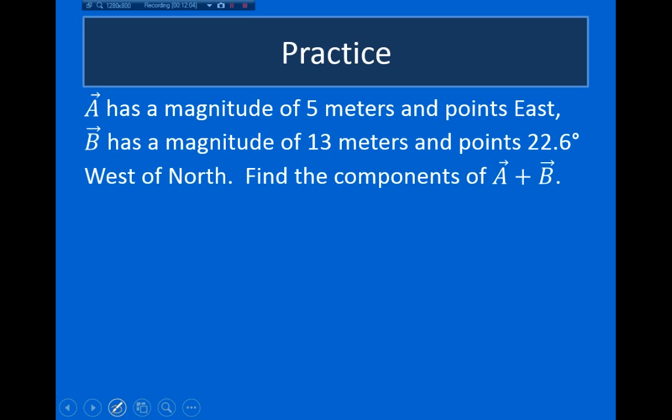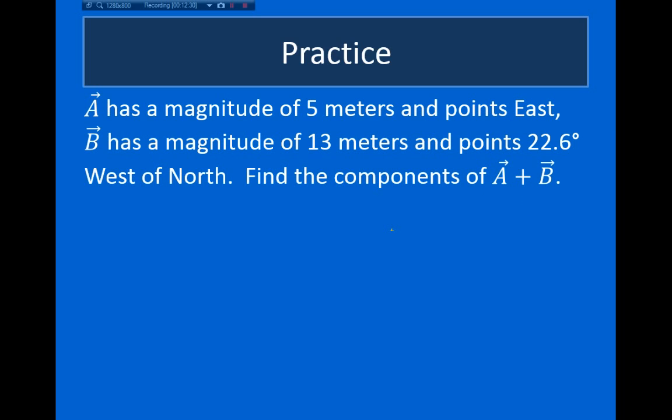So that was some examples of graphical addition and subtraction, but most of the time we're going to actually need numbers. So this is a more realistic example. It says vector A has a magnitude of 5 meters and points east, and vector B has a magnitude of 13 meters and it points 22.6 degrees west of north. And we're asked to find the components of vector A plus B.